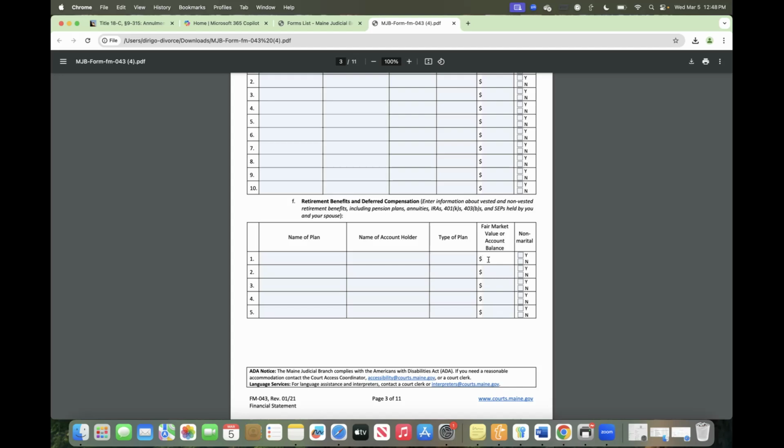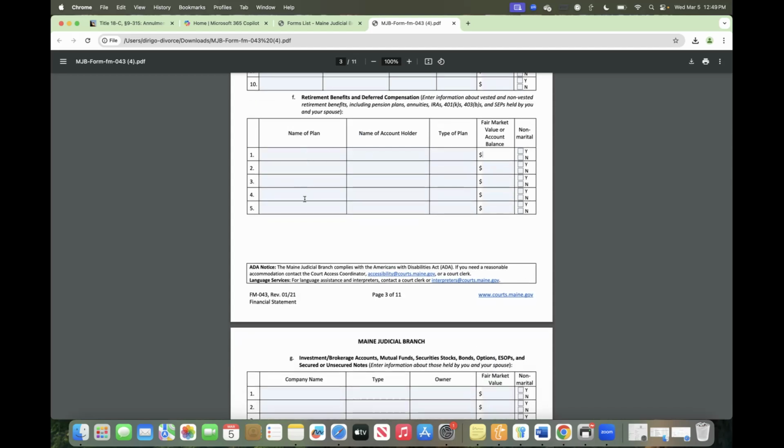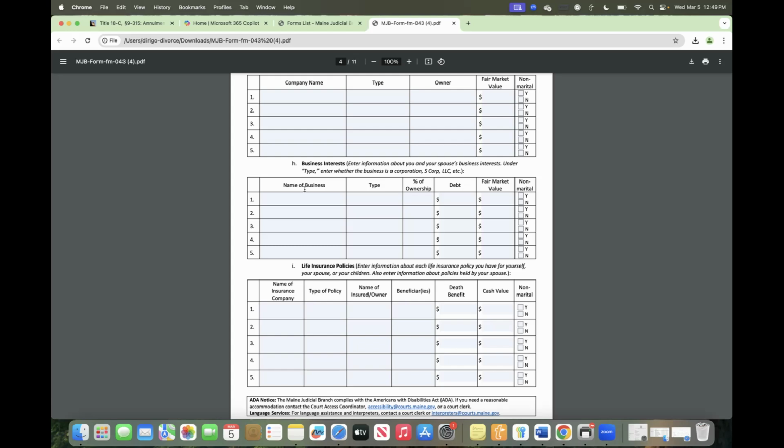You get statements from your retirement account company. You can contact them, but you want to put that balance there. And again, is it non-marital, marital? You list all that you might have. Investment accounts, mutual funds. If you own stocks, bonds, investment accounts, brokerage, things like that, you put that here. Business interests. If you own a business, if you're self-employed, you list the name of the business, the type of business. Do you own all of it? Do you own 50% of it? Whatever it might be. Is there any debt associated with that business? And then what's the fair market value? You might not know that. You could put unknown.